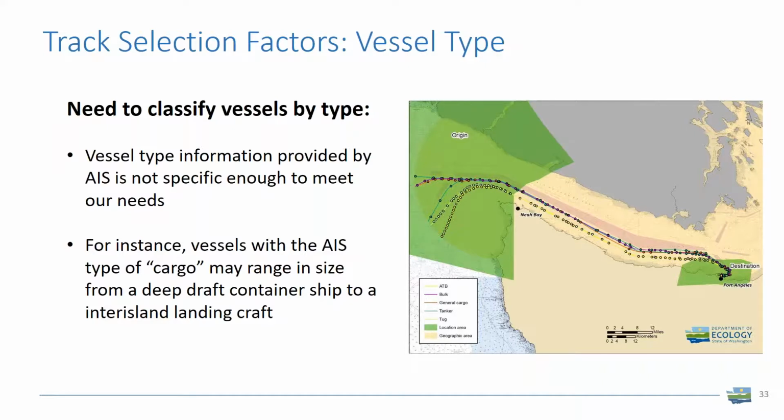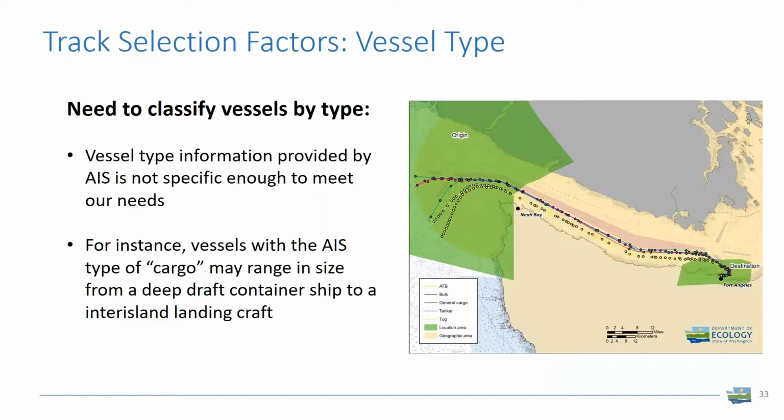Statistical hypothesis testing will be used to test if and when vessel types have a significant effect on the track, speed, and course selection of vessels. In order to do the statistical work that will help us determine the influence of vessel type on track selection, we need to come up with a way to group vessels into meaningful types.